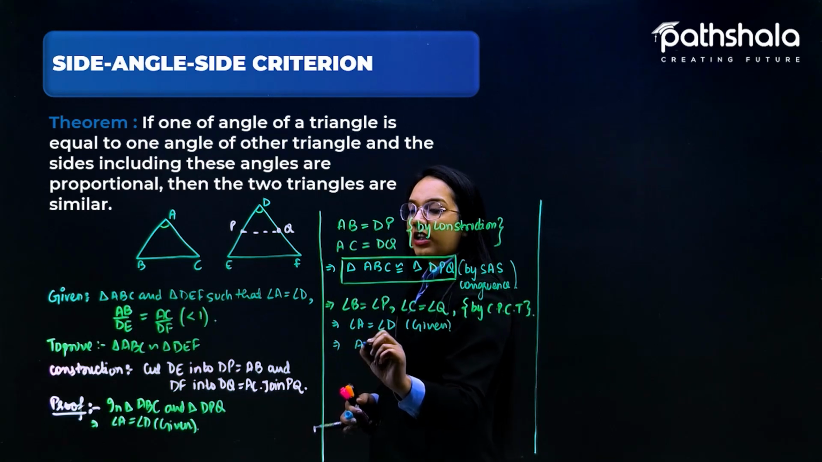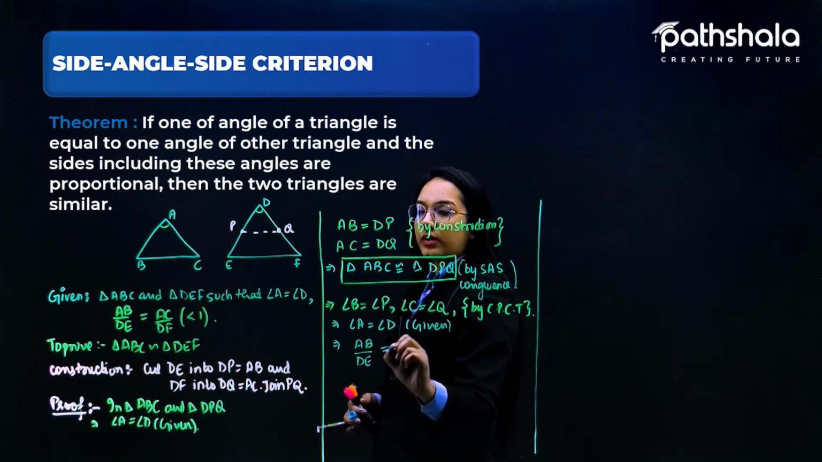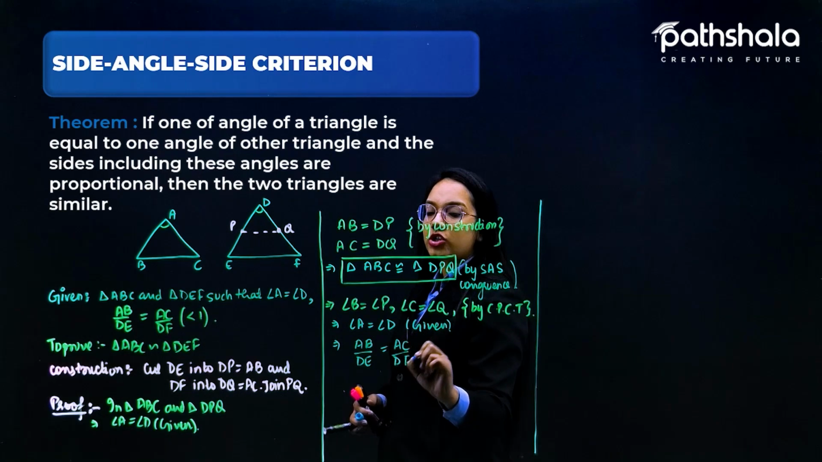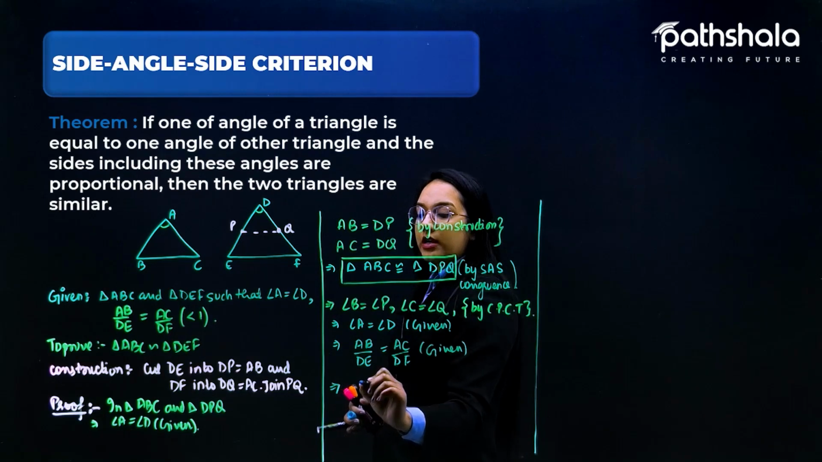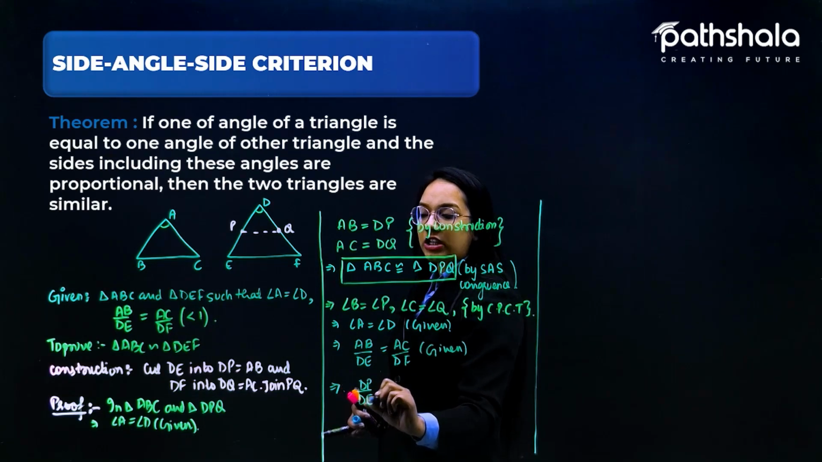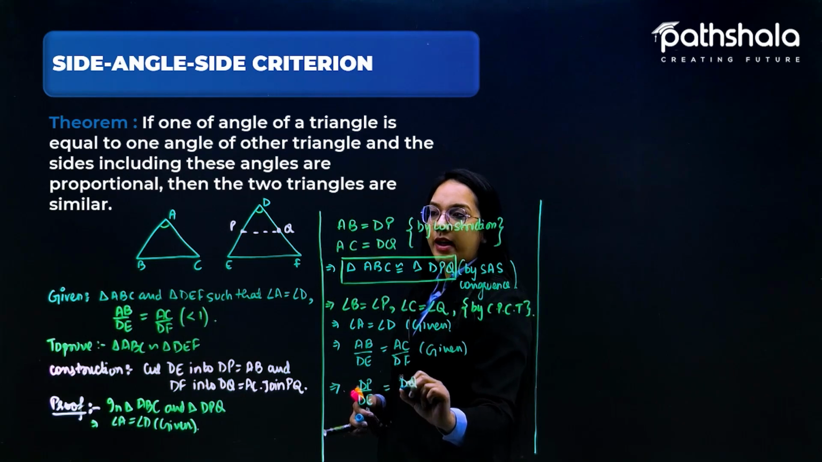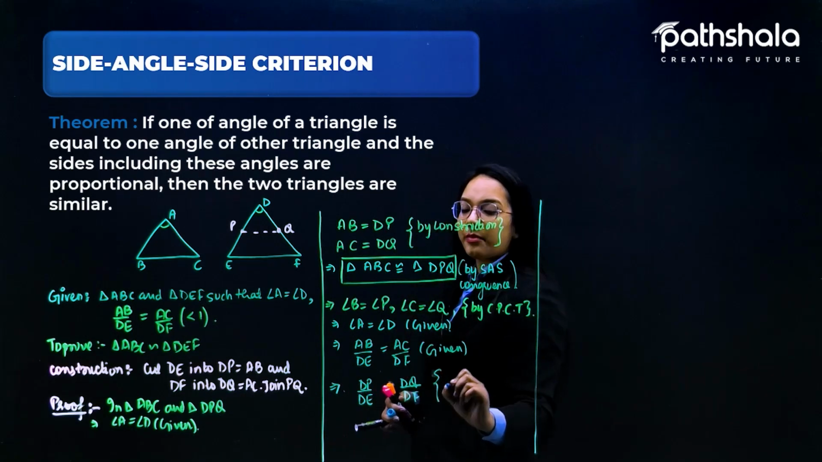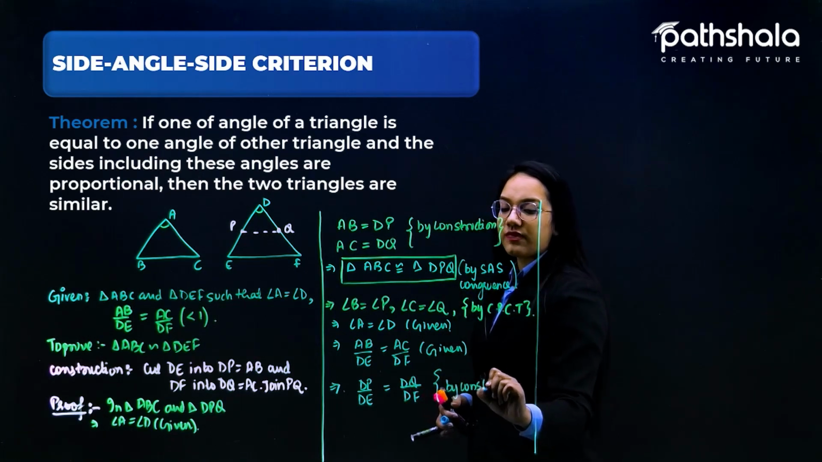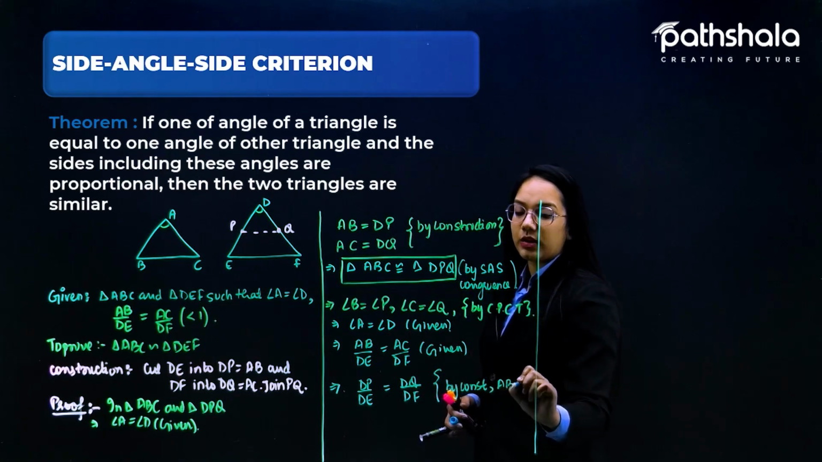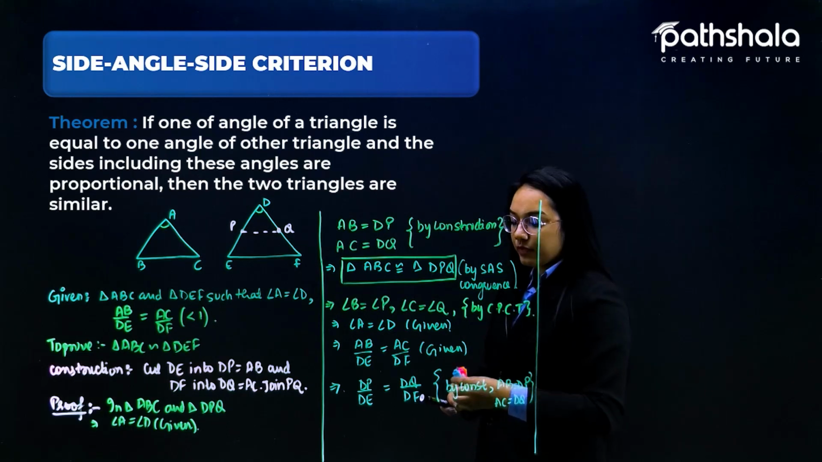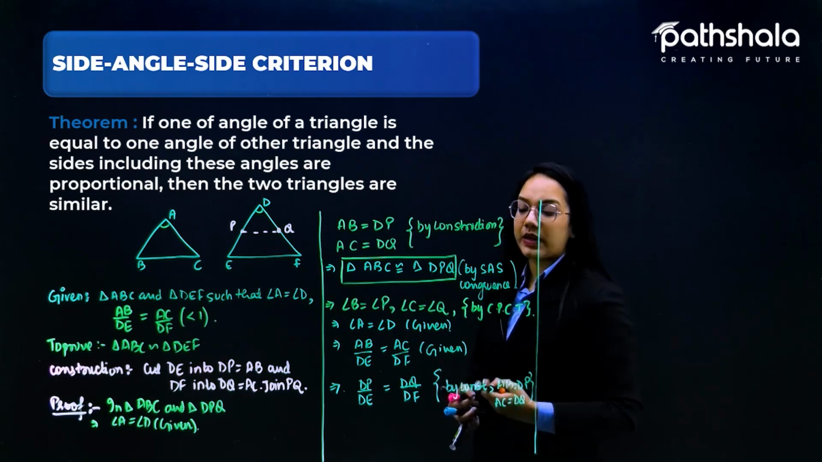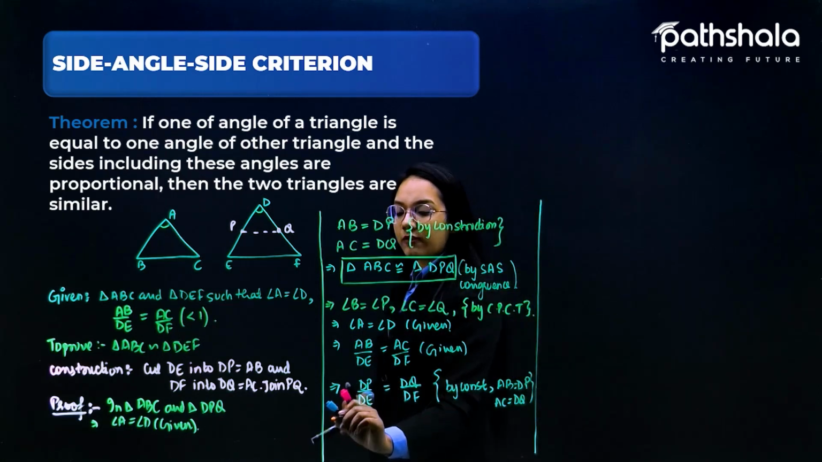Now moving on further, we can write AB by DE is equal to AC by DF, which is already given to us. And hence again, we can write this statement as DP by DE is equal to DQ by DF, since we know that by construction AB is equal to DP and AC is equal to DQ. So as you can see, the part and the whole side ratios are equal to each other, which is nothing but the converse of BPT.